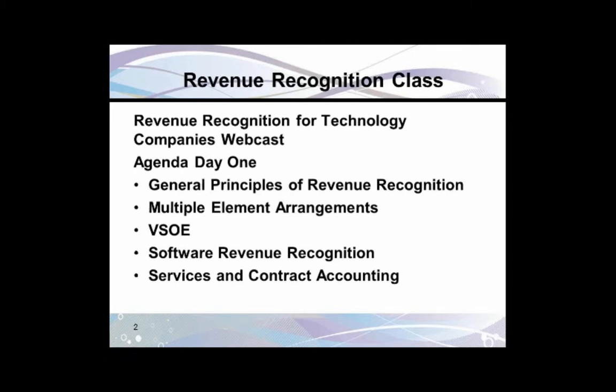The agenda for day 1 will be general principles of revenue recognition. We'll cover evidence of an arrangement, whether the fee is fixed and determinable, the criteria for meeting the delivery or performance requirements, and collectability. We'll talk about multiple element arrangements where we sell more than one item or element in a contract and how we allocate revenue to those various elements or items and then recognize them as they are delivered or performed.